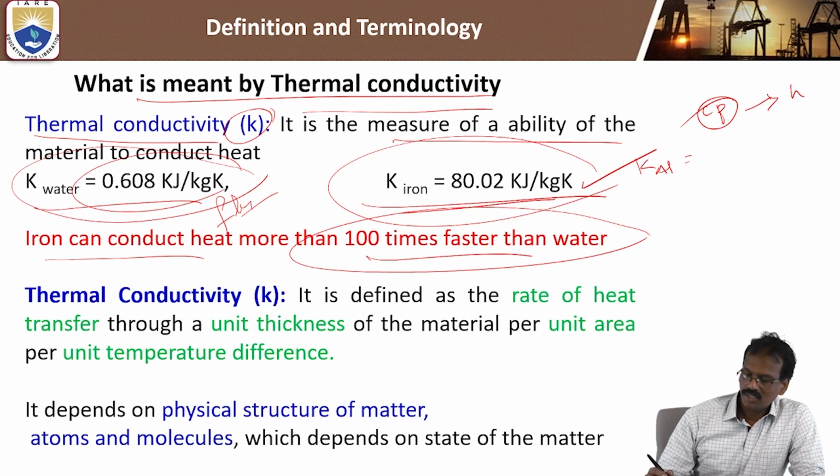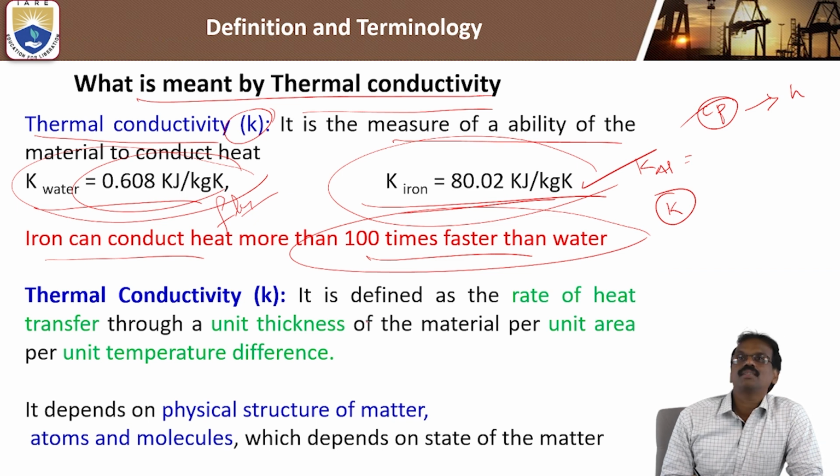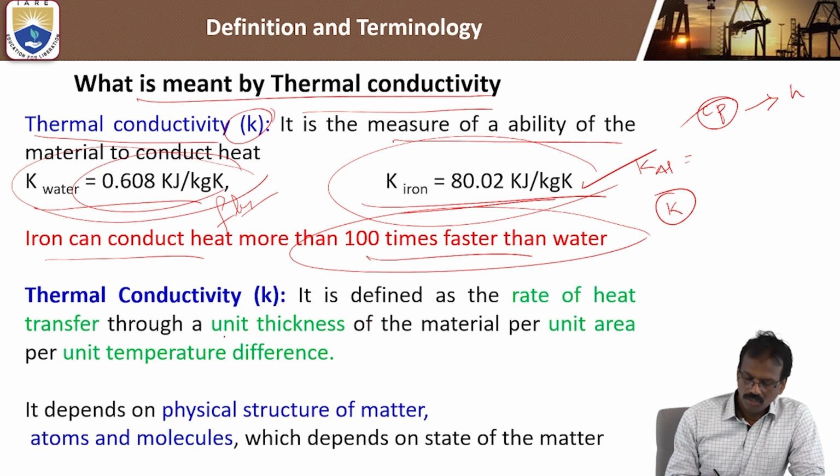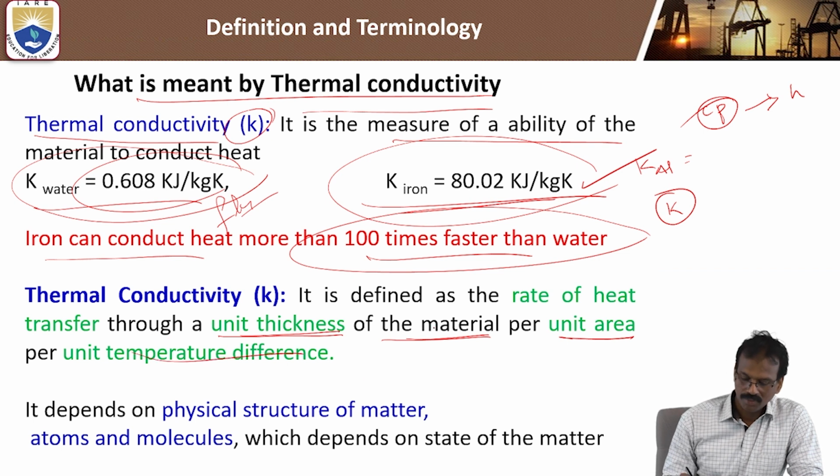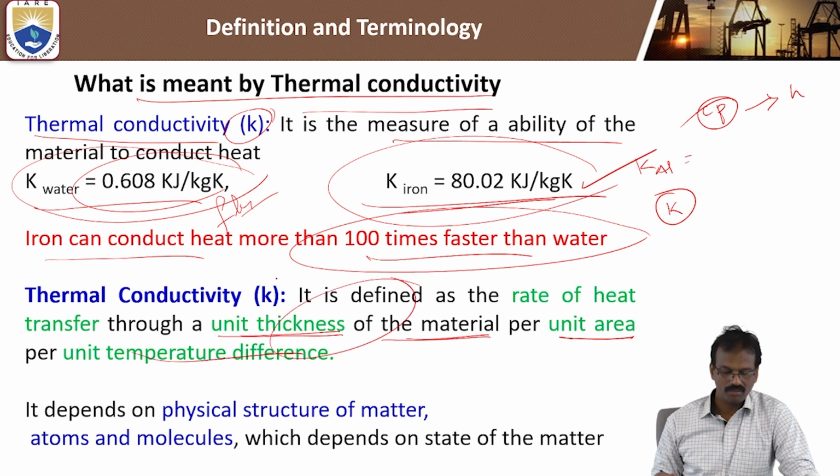Thermal conductivity is represented by K. It is defined as the rate of heat transfer through a unit thickness of material per unit area per unit temperature difference. Unit thickness of material, per unit area, per unit temperature difference. So that is called thermal conductivity.